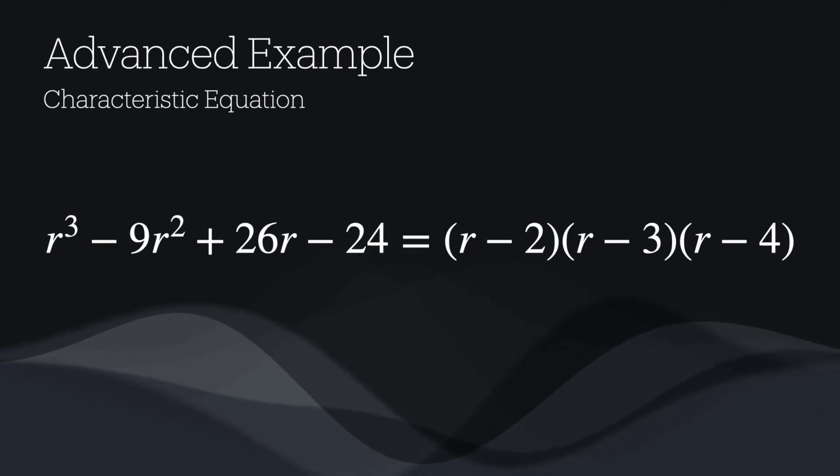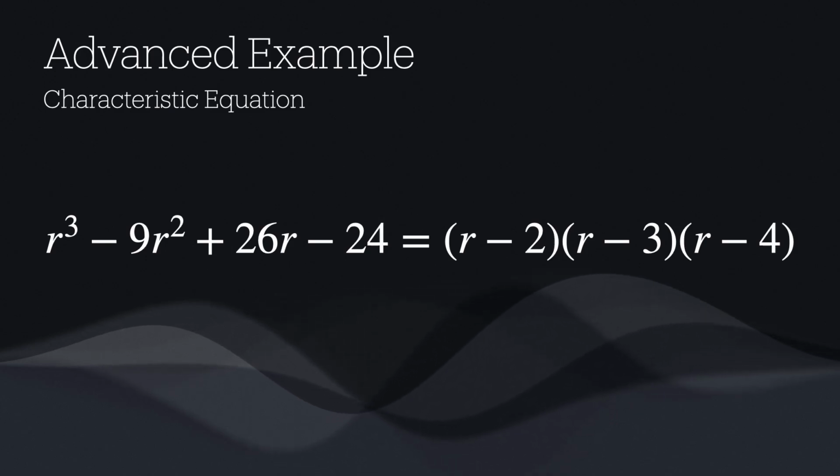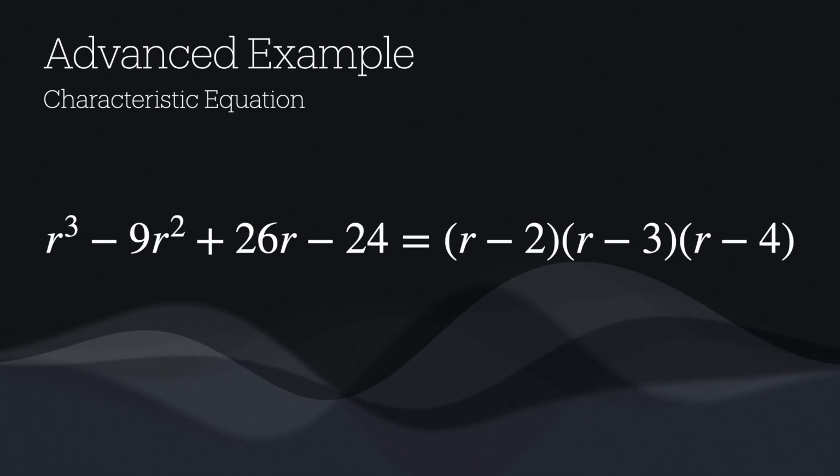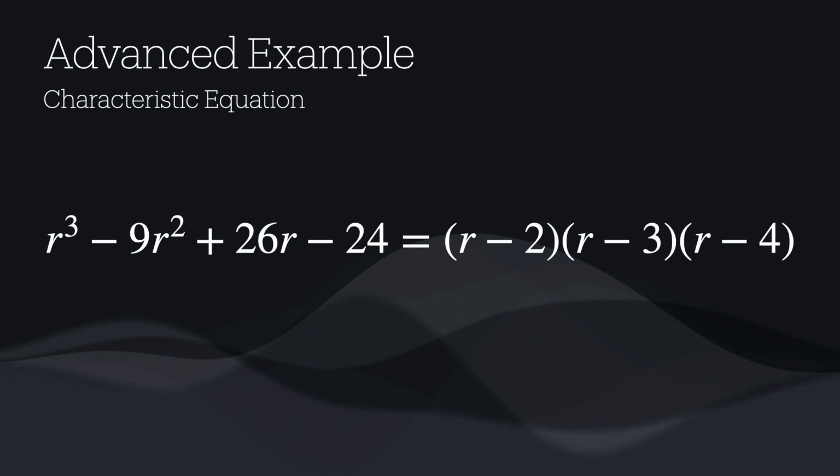Here we have the characteristic equation. r cubed minus 9r squared plus 26r minus 24, which factors into r minus 2 times r minus 3 times r minus 4. As we can see, 2, 3, and 4 are roots of the characteristic equation. That means that the solutions will be of the form x squared, x cubed, and x to the fourth power.